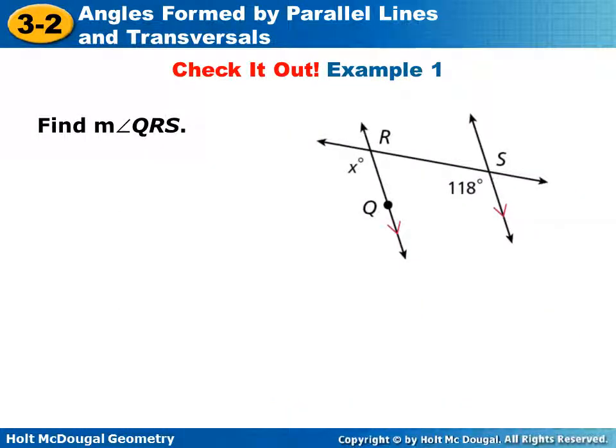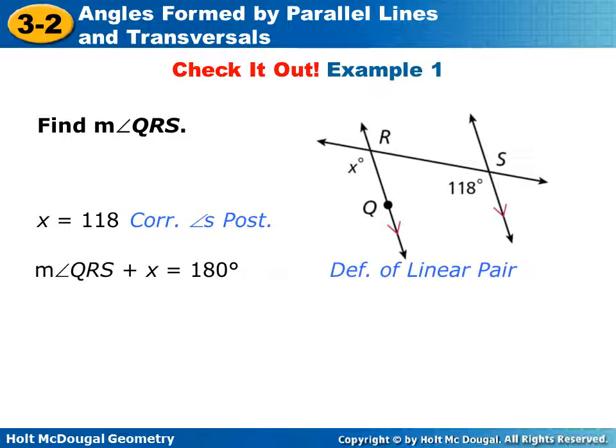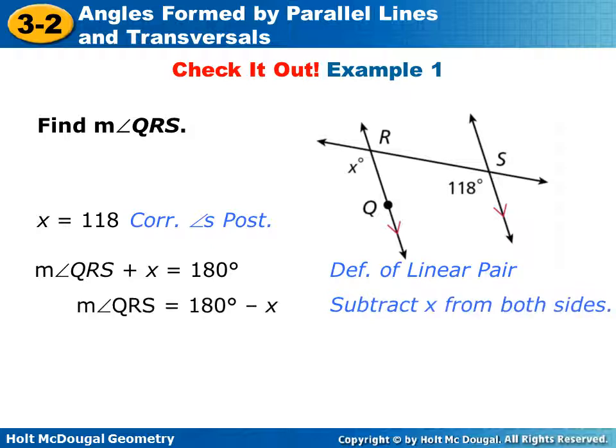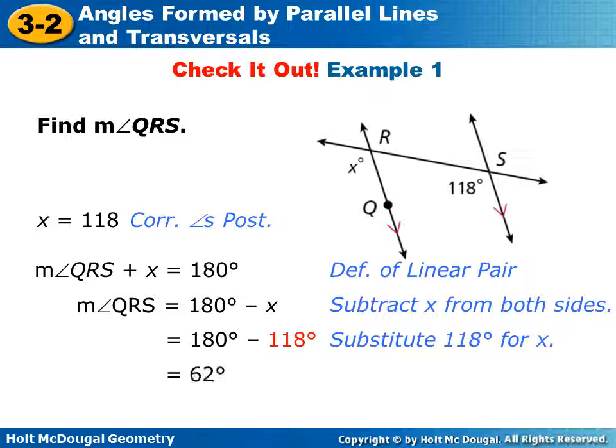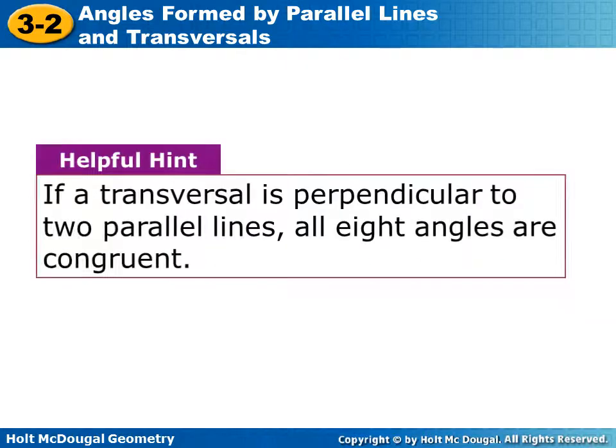Let's look at another picture, in which we're going to find QRS. Here we want to use the corresponding angle postulate to say that x is equal to 118 degrees. We can see that QRS is in a linear pair with x, so QRS plus x is equal to 180 degrees. Subtract x from both sides and substitute 118, and we find that the measure of angle QRS is equal to 62 degrees.